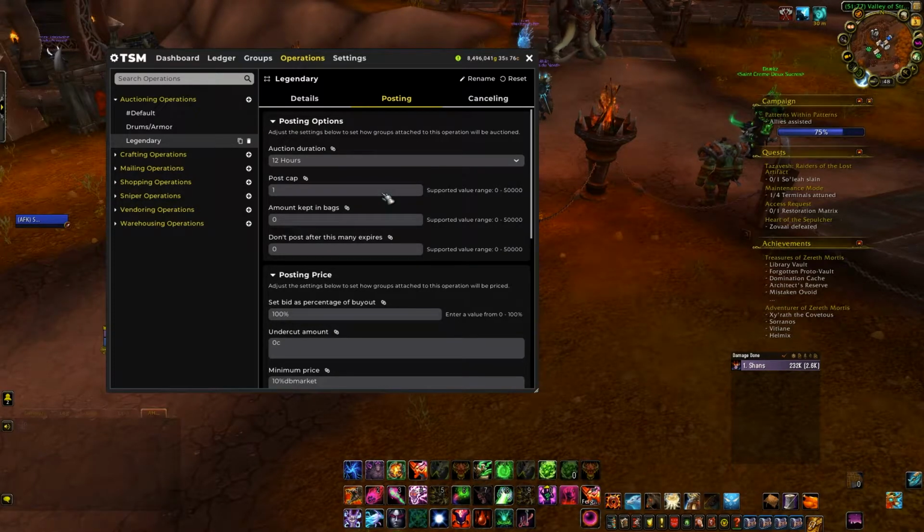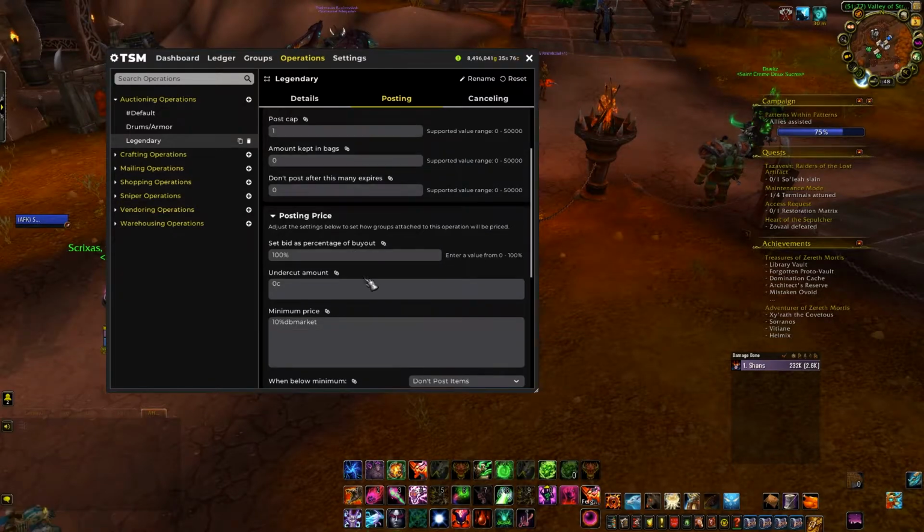Their hope is that there's some time lag between when somebody else is cancel scanning. So if you post 3 of them and your competitors don't cancel scan for 2, 3, 4 minutes, maybe 2, 3, or 4 people will buy your items. So that's a consideration. That's not how I do it. So my post cap is 1. I certainly don't need any left in my bags for any particular reason. It's not going to expire.